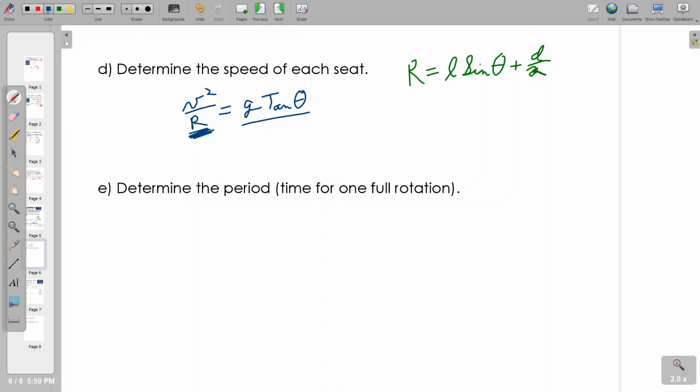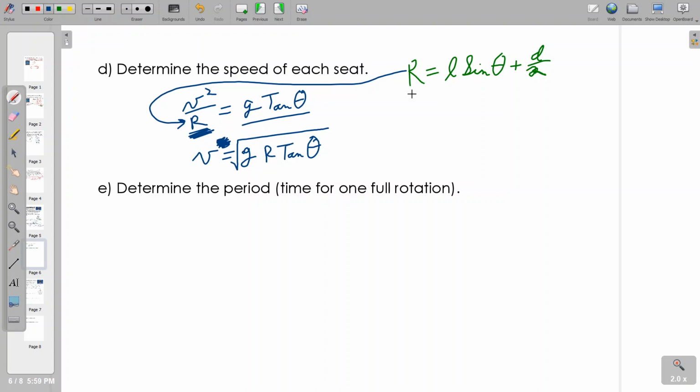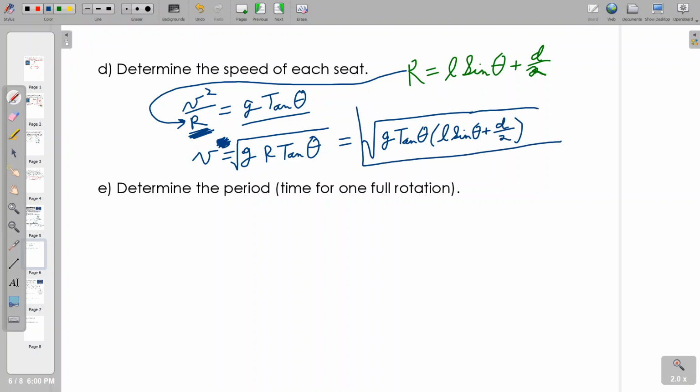Okay, now going back to our original equation, I can plug this in for R and solve for V. V squared will be G R tangent theta. Take the square root of both sides to get rid of that square, and V is root G R tangent theta. I can take R and substitute it in there so that I'm answering in terms of known quantities. I have the square root of G tangent theta times quantity L sine theta plus d over 2. And that is my answer. The speed of each seat is root g tangent theta times quantity L sine theta plus d over 2.